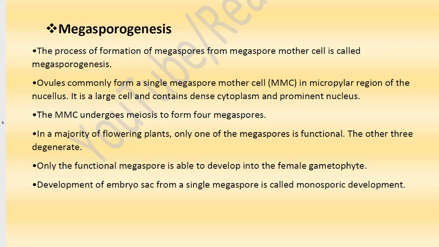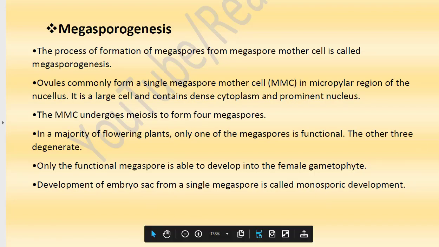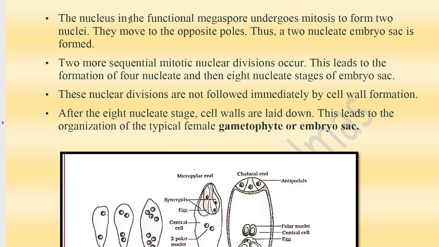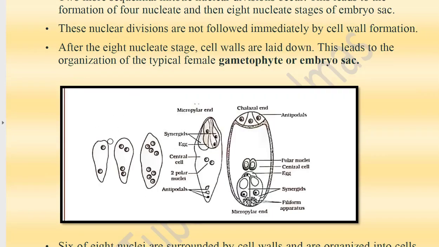Coming back to megasporogenesis, as we studied monosporic development. So, isi topic se related hum log padhne ja rahe hain, embryo sac formation. The nucleus of the functional megaspore undergoes mitosis to form two nuclei. They move to the opposite poles, thus a two-nucleate embryo sac is formed. This means that jo functional megaspore hai, usme mitosis hota hai aur uska nucleus divide होता है और वो दोनों ends की तरफ चला जाता है.